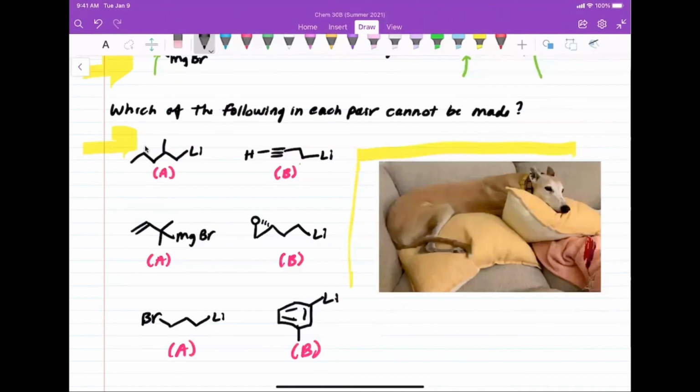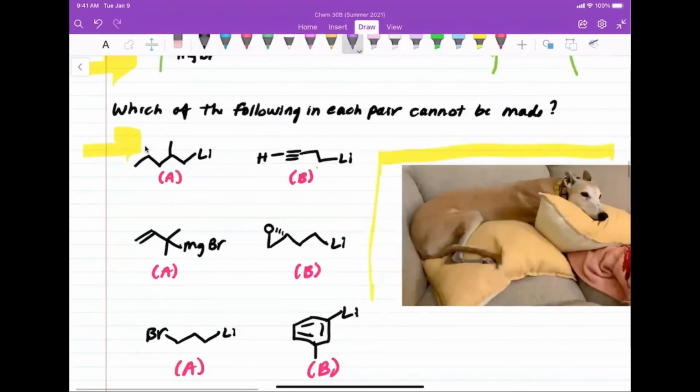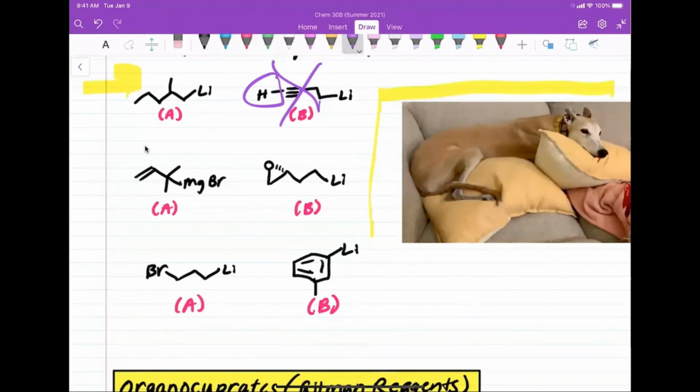Okay, so which of these cannot be made? So what do we think here? Let's just start with A and B. Can either one of those not be made between A and B? Or both? So which one can't be made, A, B, or both? Yeah, great. So we don't want to make something like this. That one can't be made. It's going to deprotonate itself. Nothing wrong with A.